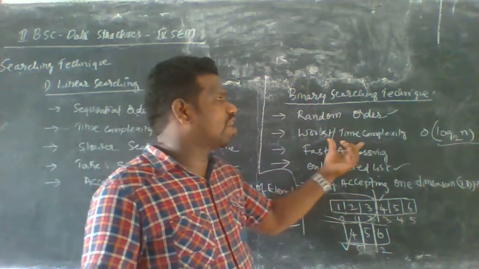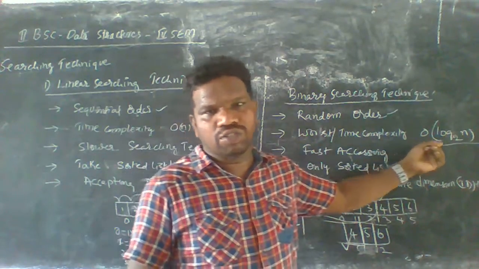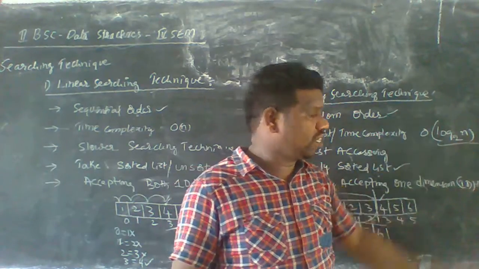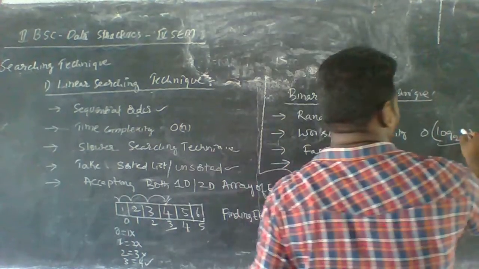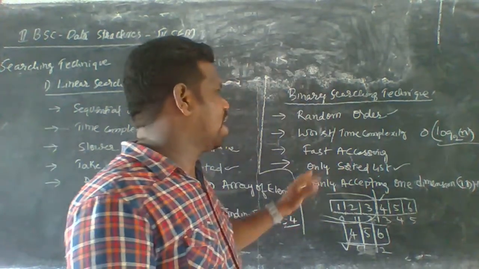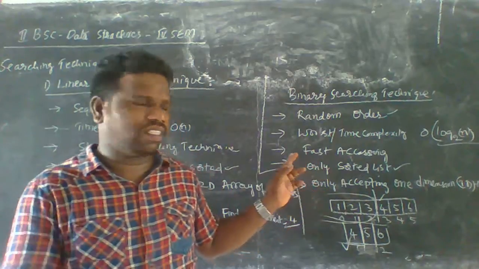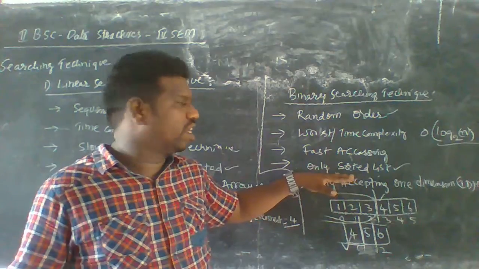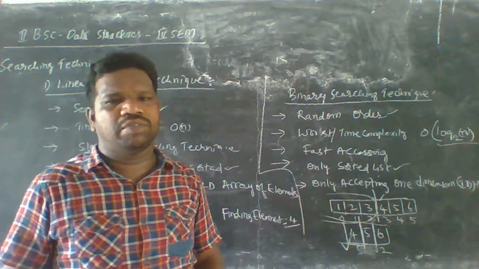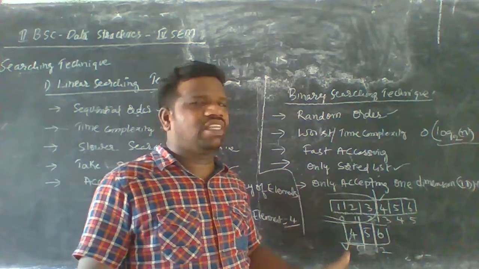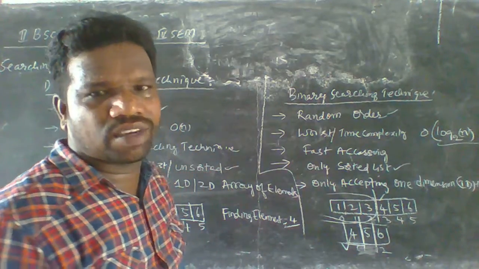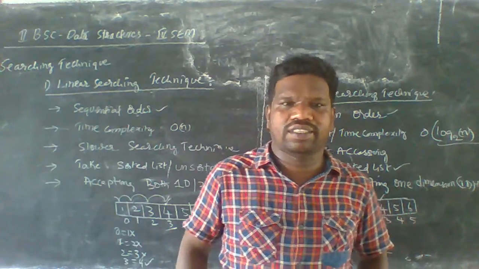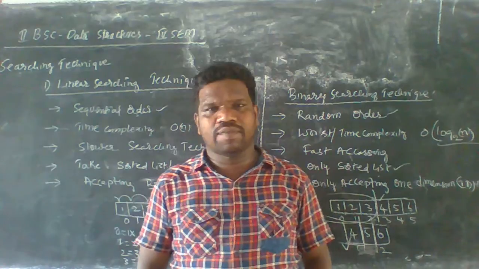And the worst case time complexity will be O(log base 2 of n) here. So this is the worst case of the time complexity, and this is the fast access compared with the linear searching technique here. And it accepts only a sorted list, and only one dimensional arrays, but not two dimensional arrays here. Okay, so this is the class of the binary searching techniques, and this is the class of the linear searching techniques. This is our syllabus of the data structures.